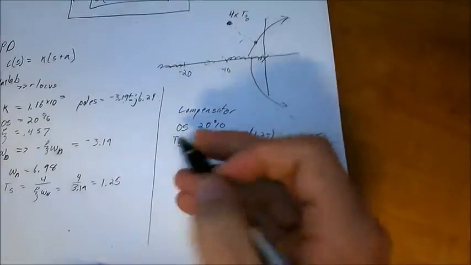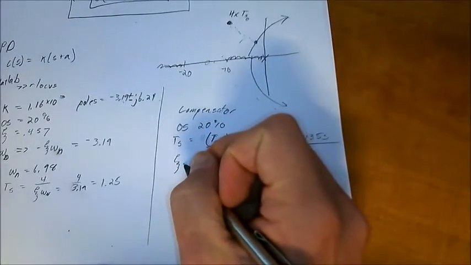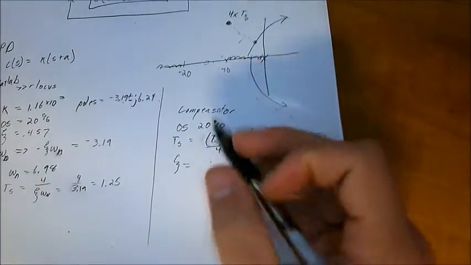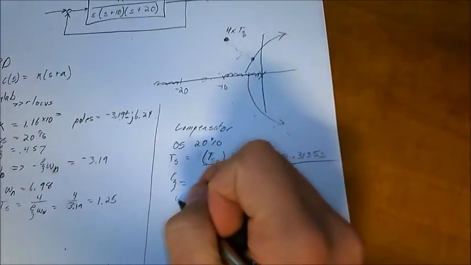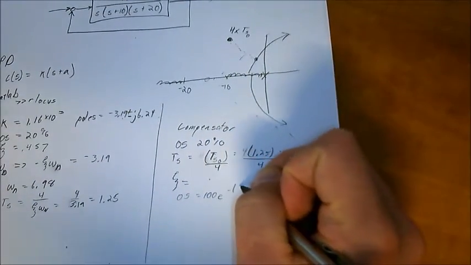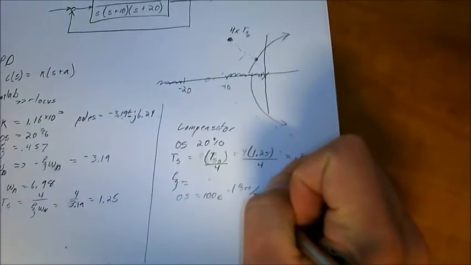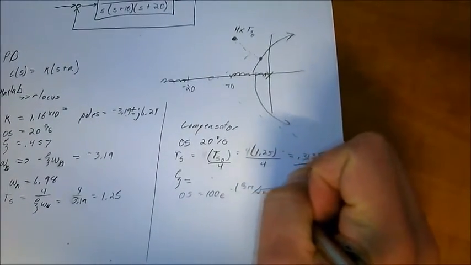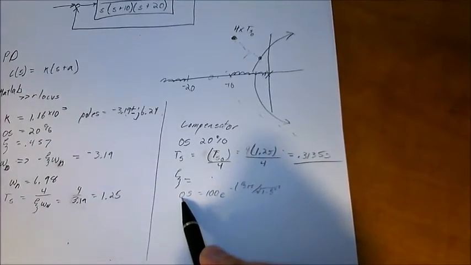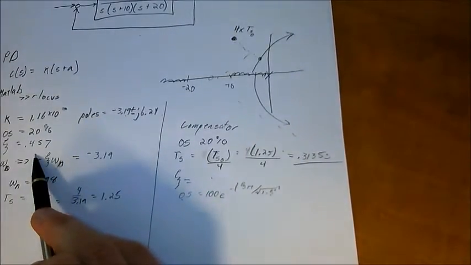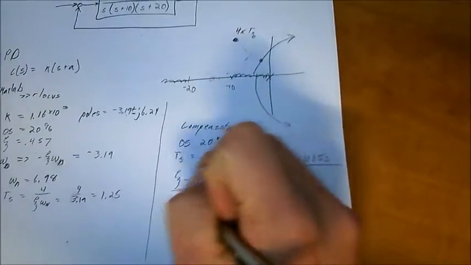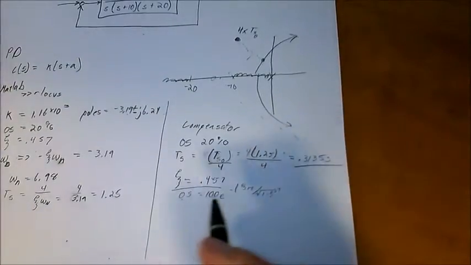Now, if you look at zeta, some of these values are going to be extra that we don't really need. But since OS is the same, you calculate zeta from OS = 100 e^(-zeta pi / sqrt(1 - zeta^2)). You could do this calculation, but since OS isn't changing, it's 20%, your zeta is going to be exactly the same as it was over here. So zeta is going to remain 0.457, and you can just jump right to that.